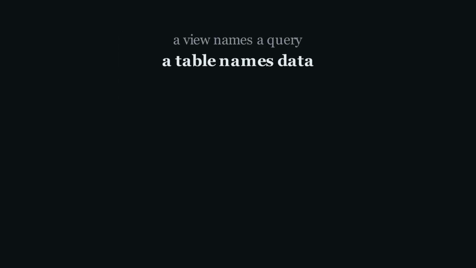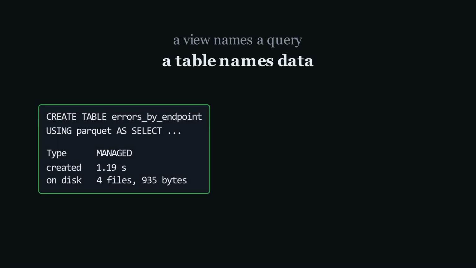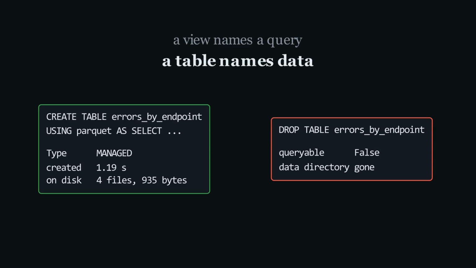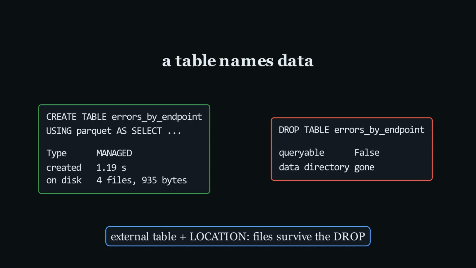Views name a query. A table names data. Create table using Parquet as select gives you a managed table. Created here in 1.19 seconds. For files on disk, 935 bytes, and an entry in the catalog. Managed is the word that matters. Drop that table and your data directory is gone with it, which I ran, and the directory was gone. An external table with an explicit location keeps its files when you drop it.